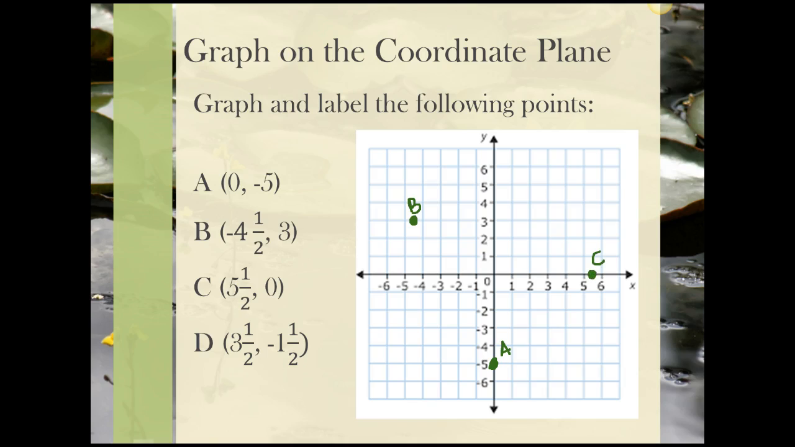And finally, we'll graph point D. To graph D, we'll start at the origin, and we'll go 3 1/2 units on the x-axis. This puts us between 3 and 4. Then we need to go down 1 1/2 units because it's negative. That puts us between -1 and -2. When you have 2 half units, you're going to be in the middle of the box. So we'll put our dot there, and we'll label that point D. We have now graphed and labeled points A, B, C, and D.